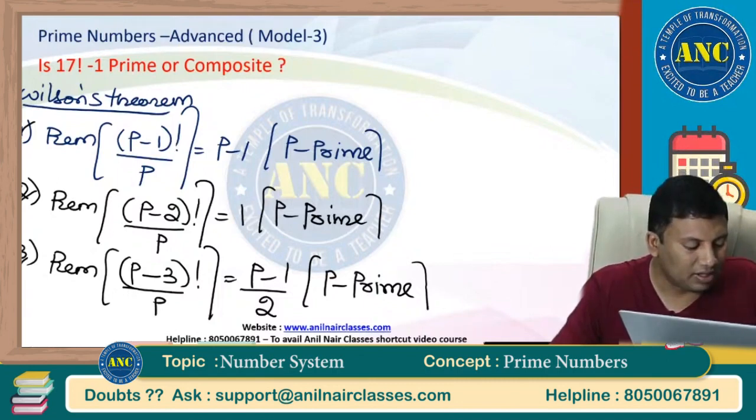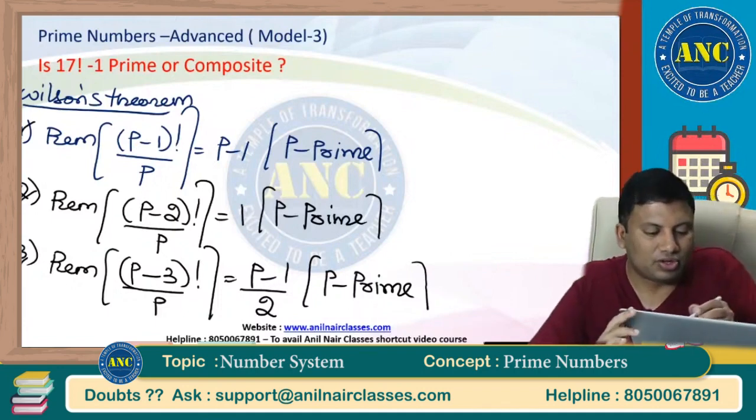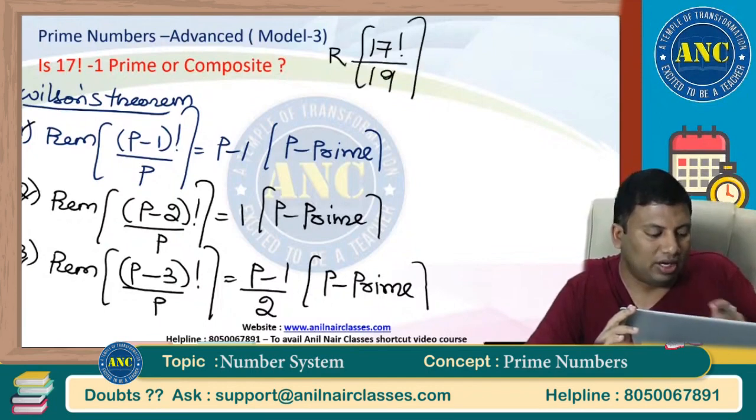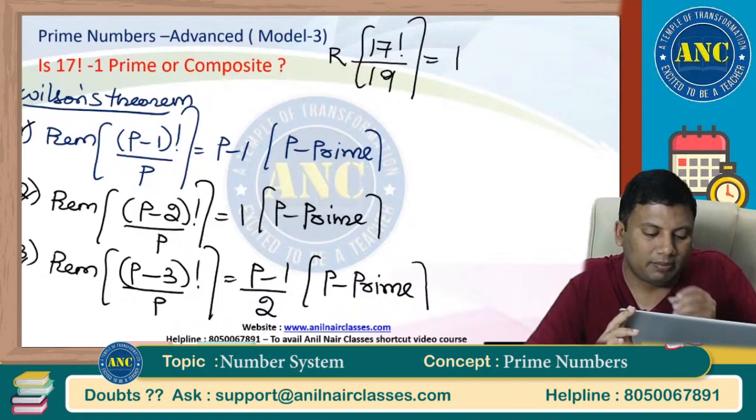Now see here, listen carefully. In this question, 17 factorial, if I divide by 19, p minus 2 factorial by p is nothing but 1.